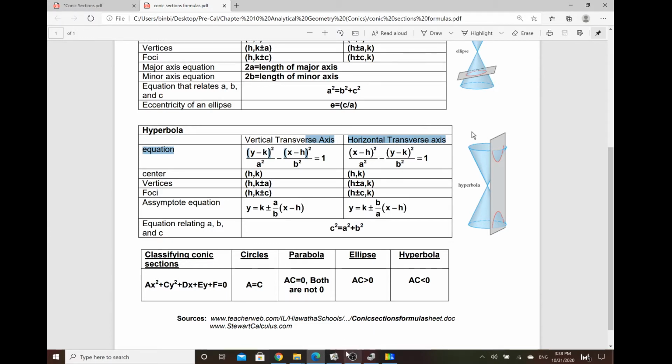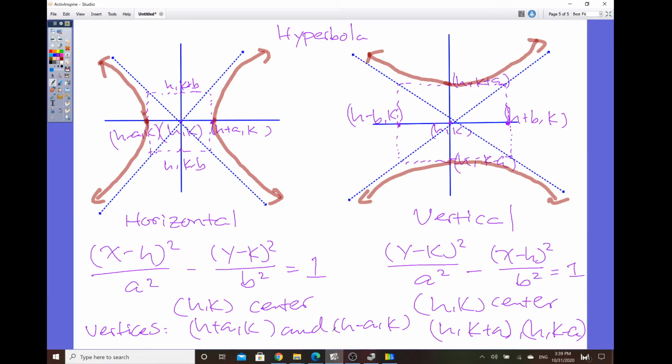Now let's talk about the foci. The way to find the value of c is exactly the same as the Pythagorean theorem: c squared equals a squared plus b squared. For the horizontal one, the focus would be h plus c, comma k, and the other side, symmetrical, h minus c, comma k.